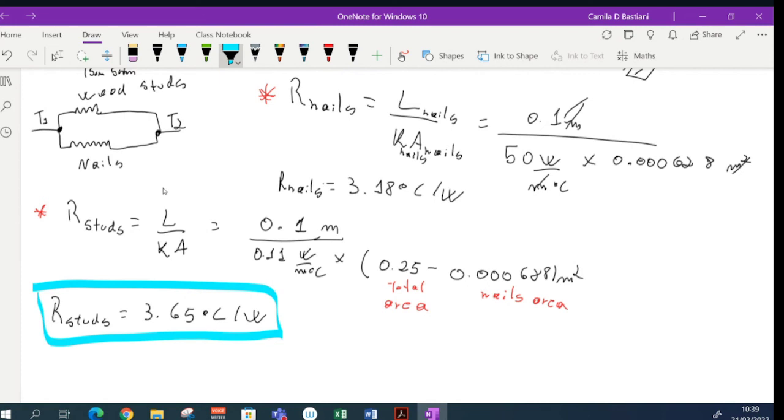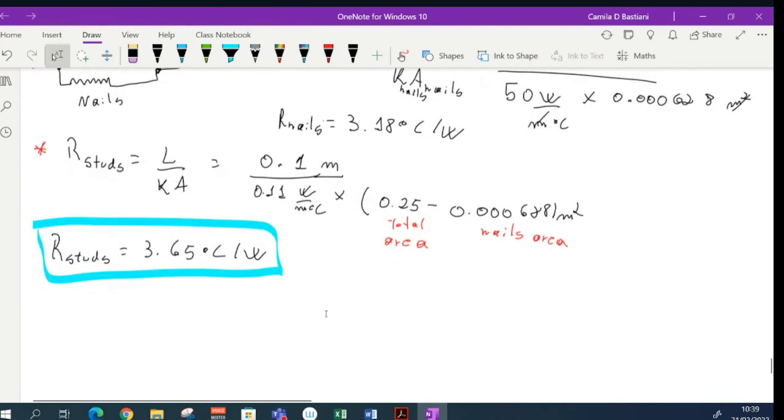And now I can find my total resistance of the combination stud plus nails. So if I have a parallel resistance, the sum of the resistance is equal 1 divided by total resistance equal to 1 divided by resistance of the stud plus 1 divided by resistance of the nails. Have you seen that with Anthony already?